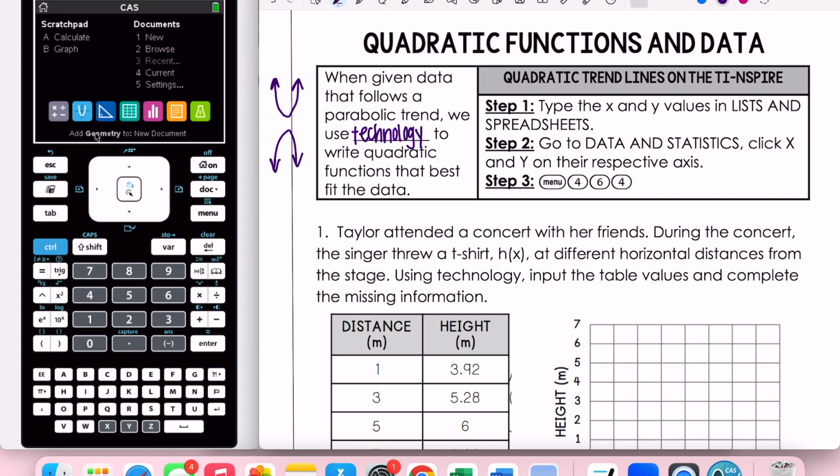Now, when we are finding our quadratic trend lines on the Inspire, that's what we're using today when we reference the word technology. Our steps are going to be to type in the X and Y values into list and spreadsheets, but we are actually never going to leave list and spreadsheets. So these steps are going to be a bit different from steps 2 and 3. We will then stay in list and spreadsheets, and then to find the equation of our quadratic, we are going to press menu 416. Now, pressing menu 416, guys, is going to give you the values of A, B, and C of your quadratic function.